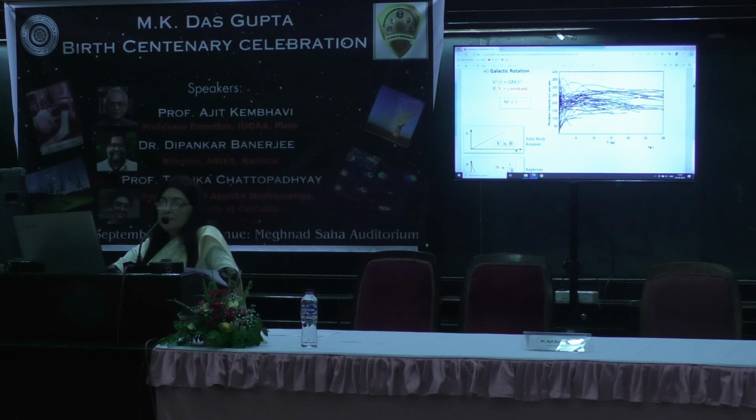So when V equals constant, M is proportional to R. This is the signature of dark matter, that is, mass is proportional to R. Mass increases with distance, but we cannot see that mass because it is dark. It does not emit any light. But how do we understand its existence? We can understand its existence from its gravitational effect. From the virial theorem, we know that there is mass. So this is called the galactic halo.